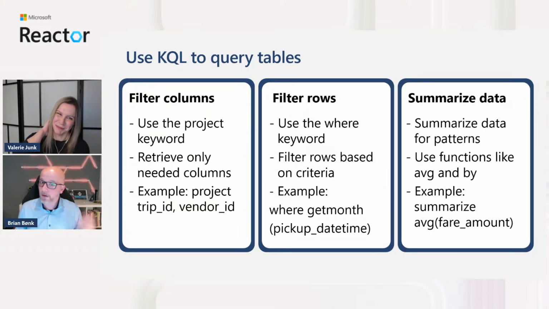We can also aggregate and summarize the data. The easy way is just to use a summarize, and then average of fair amount. That's this example right here. But you have endless possibilities. If we want to group things by columns, we just say summarize average column name by, and then the column names you want to group it by.